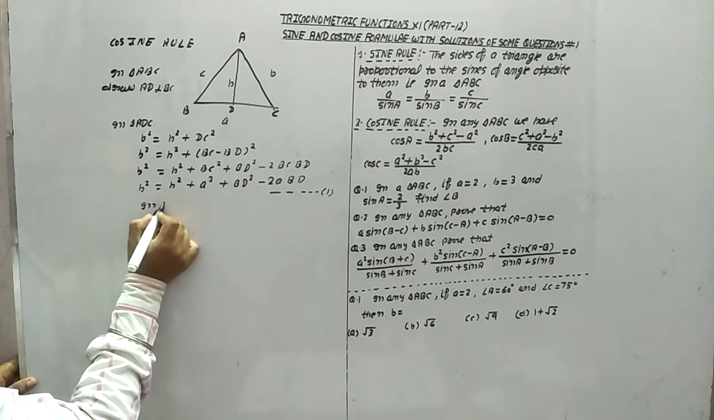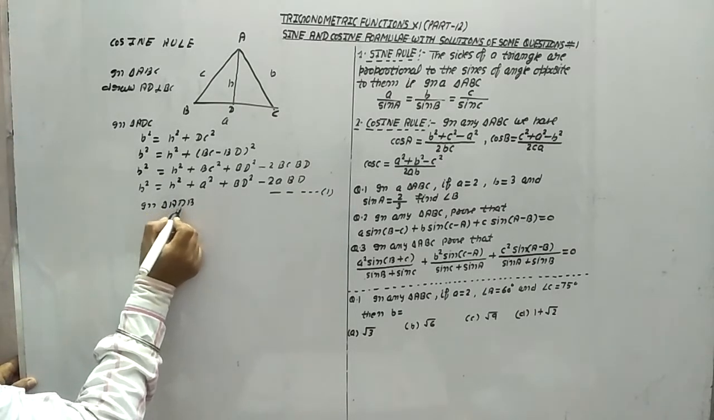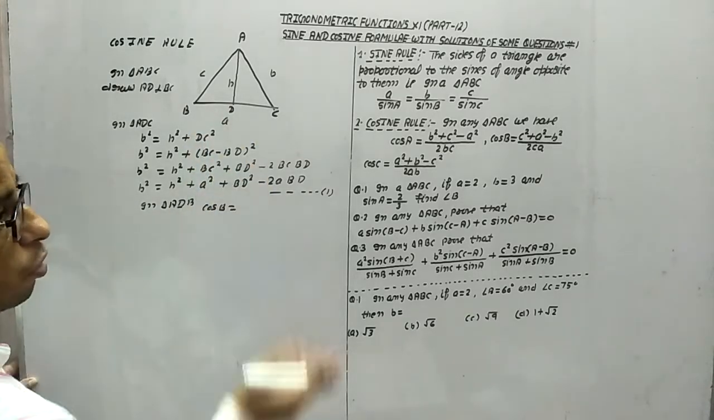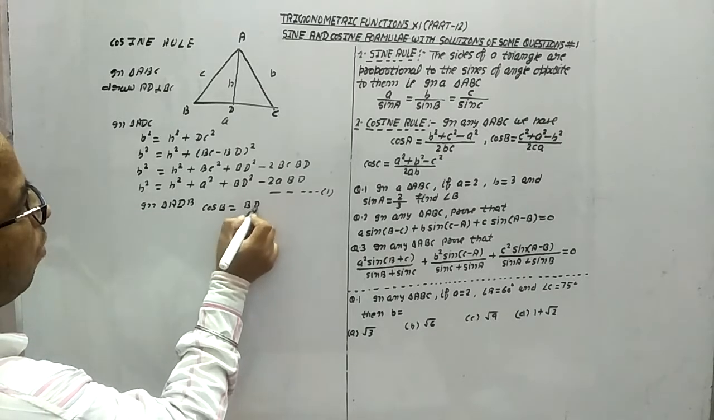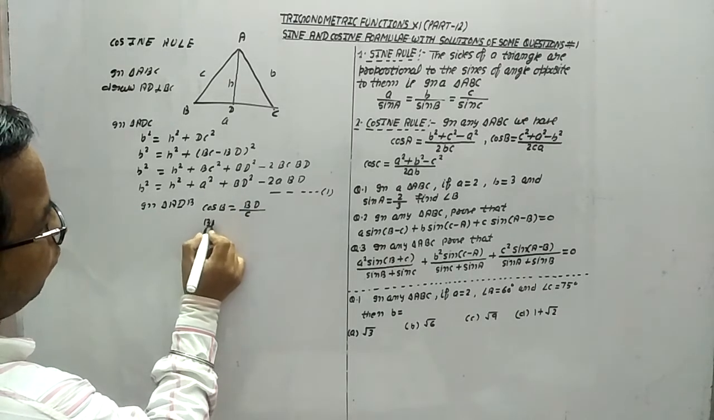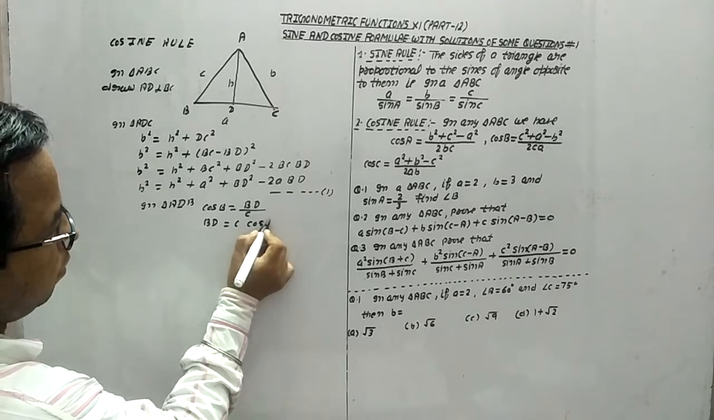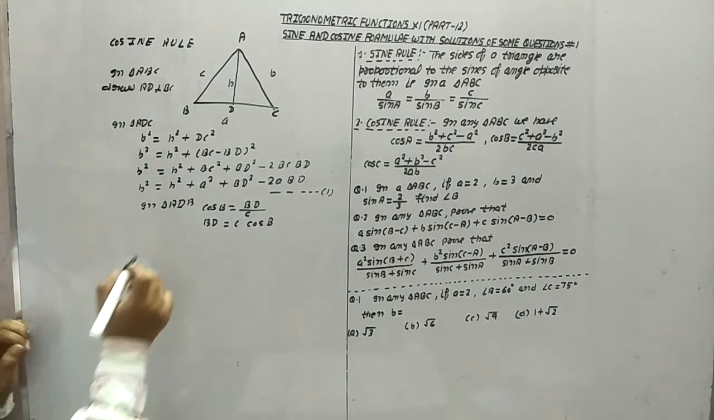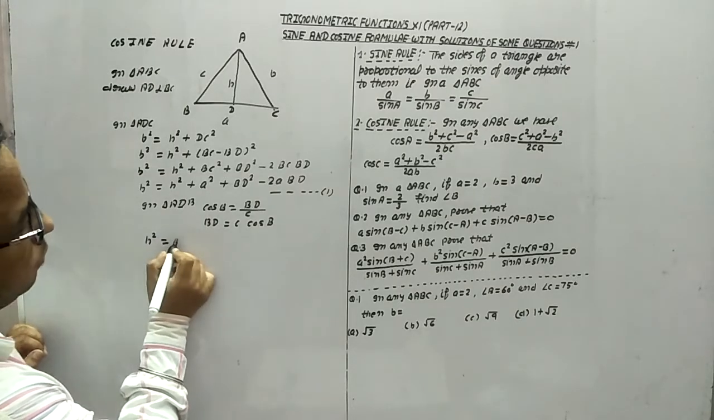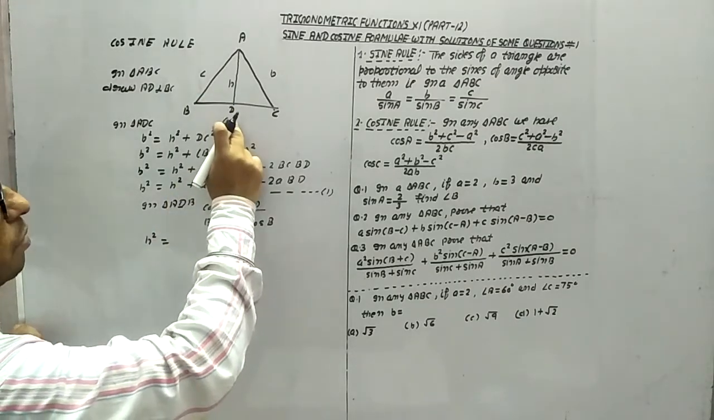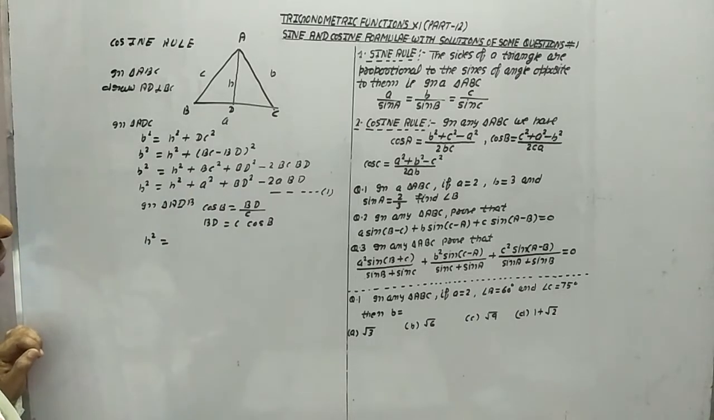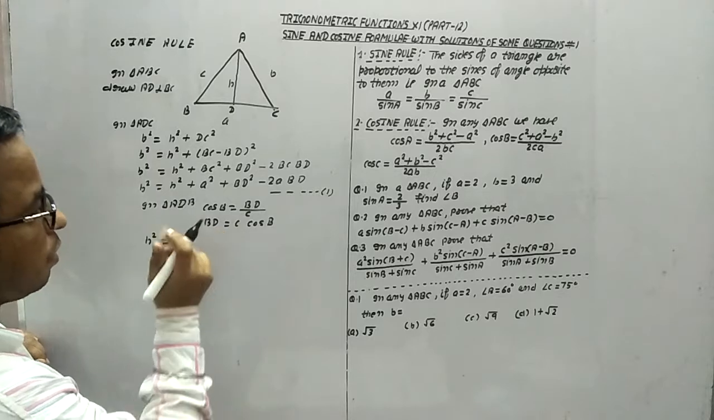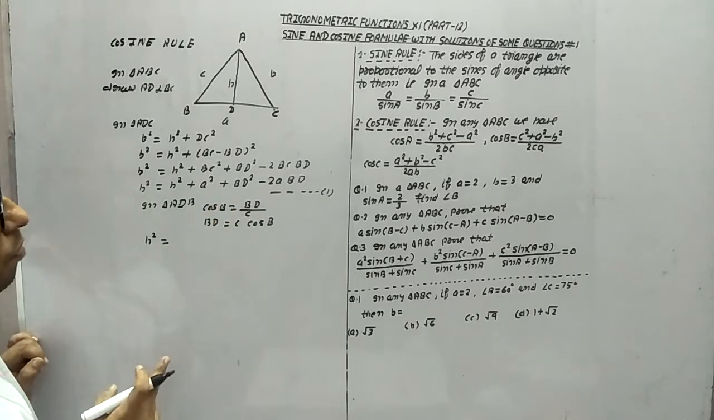Now in right angle triangle ADB, we have cos B is equal to base upon hypotenuse, it means BD upon c. It means BD is equal to c cos B. Now b square is equal to h square plus a square. We are not getting any result. Now for BD we have to make another arrangement, because BD is not removing anyhow.